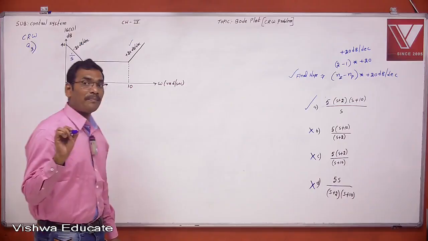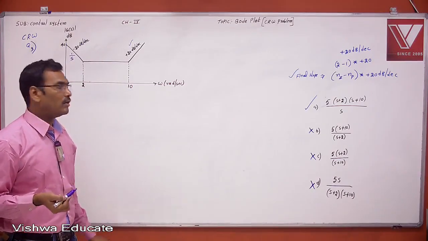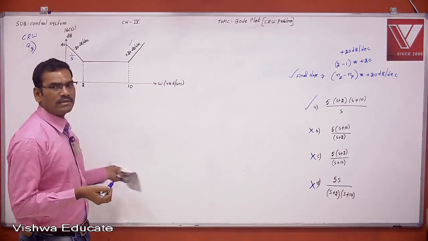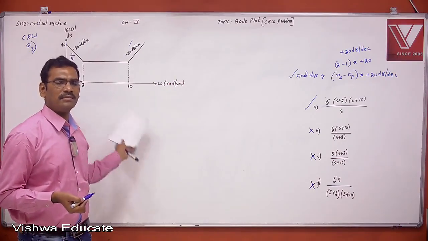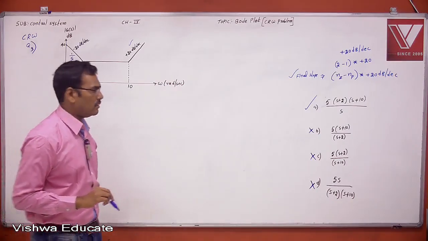Now without touching a pen to paper, like that you can find the answer. Within how much time will you take to get the correct option? Tell me. No time constant form, no corner frequency, no system gain, all these things are not required. See that simple logic and you can get the answer. Okay, option A is correct.